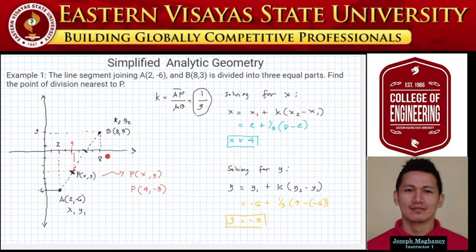So that is the actual location of your P, nearest to point P. So A, nearest to point A. Okay. So let's have another example.